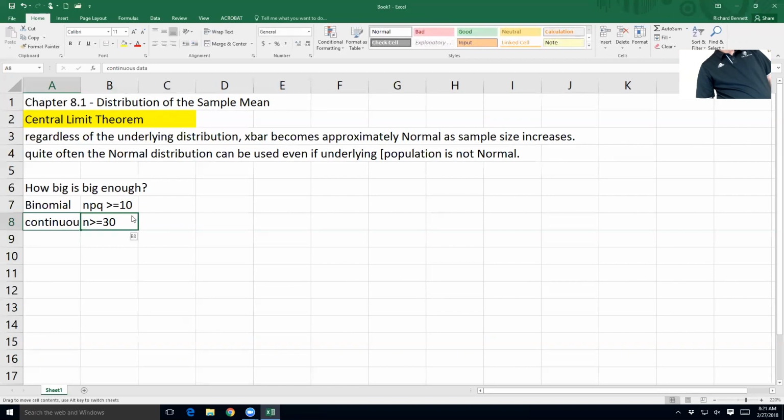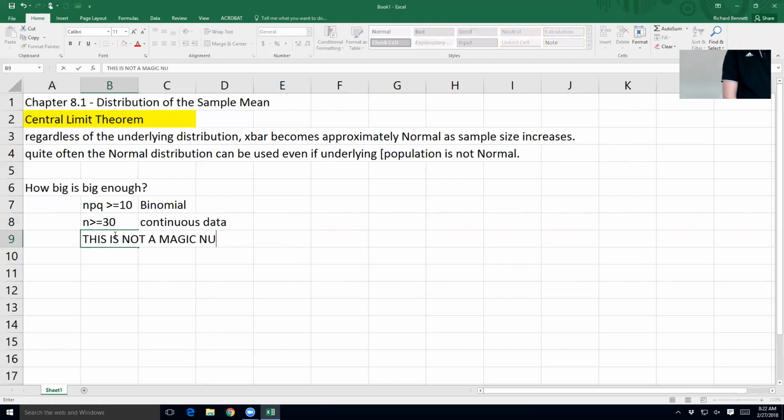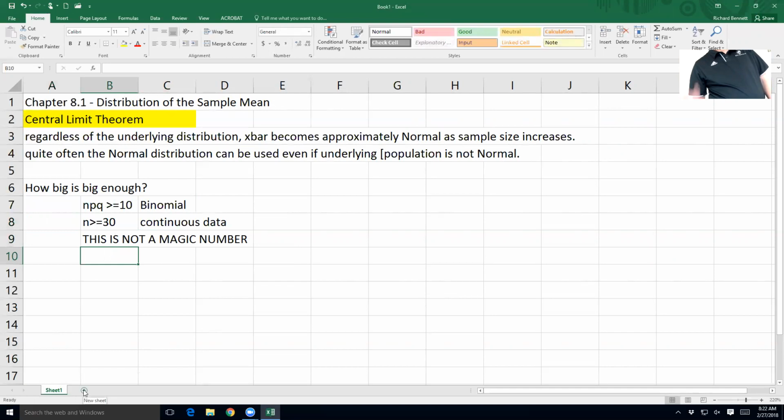Maybe I'll move this over here. Okay. All right. So now remember, and I'm going to put this in all caps, this is not a magic number. Okay. So 30 isn't like a get out of jail free card. It's not automatic. Nothing's automatic. Okay. You still need to do histograms. You still need to do QQ plots. But if it works a lot of the time, it works most of the time. Okay. All right.